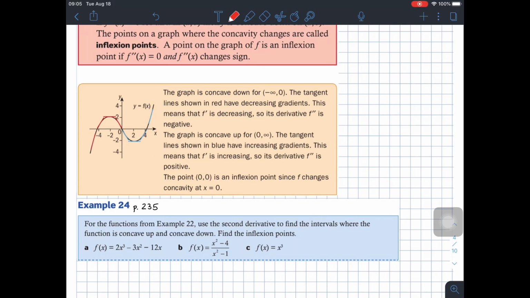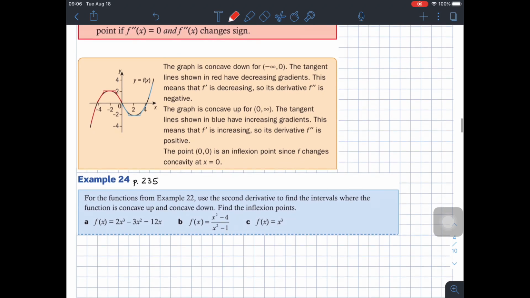So we're not specifically analyzing whether the function is increasing or decreasing. We're trying to analyze the tendency of the function. In this red part, it is trying to go down, it is bending down, and in the blue part, it is bending up, right? So that's concavity. So it says, the tangent lines shown in red have decreasing gradients. This means that f prime is decreasing, so its derivative, its second derivative is negative.